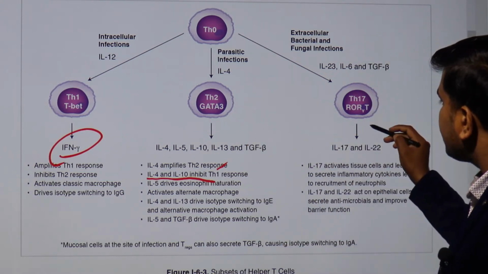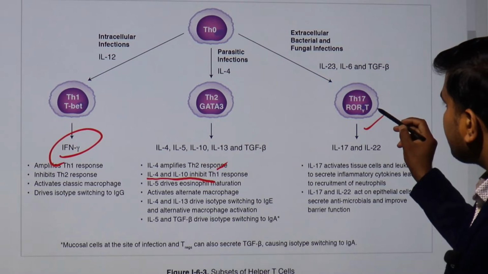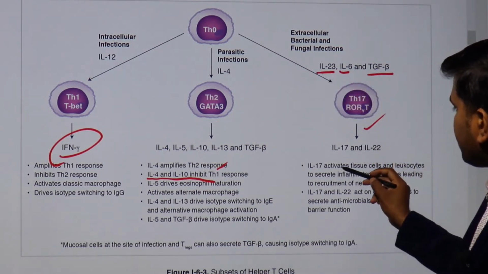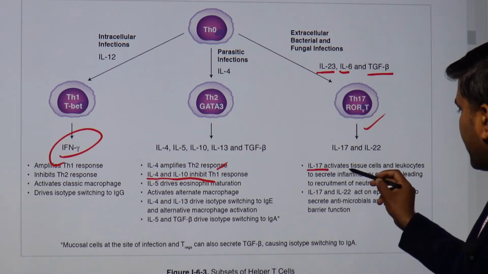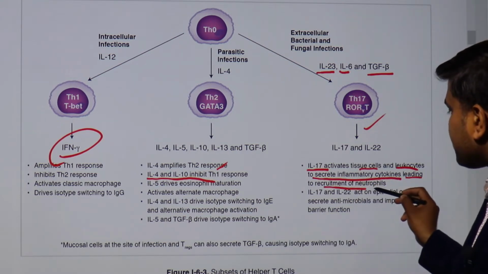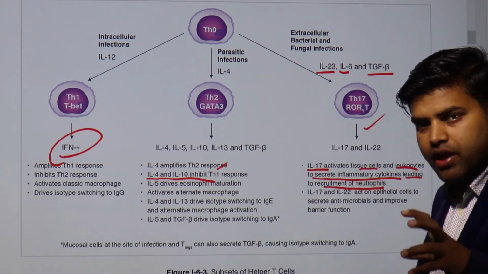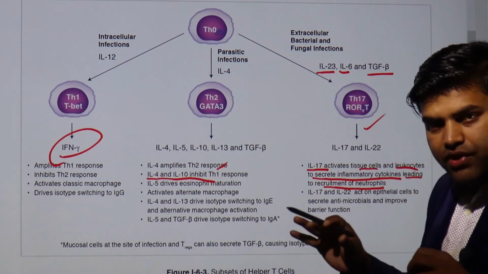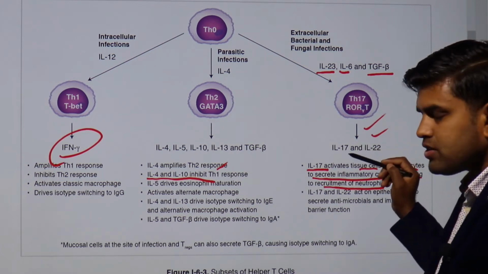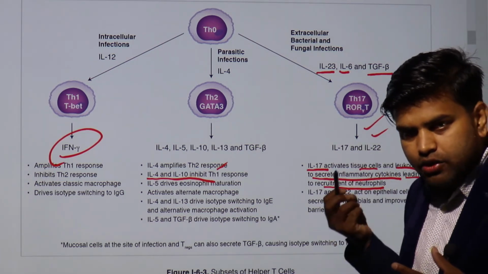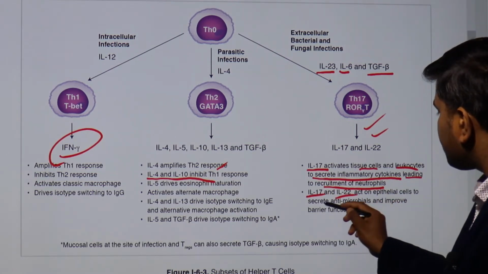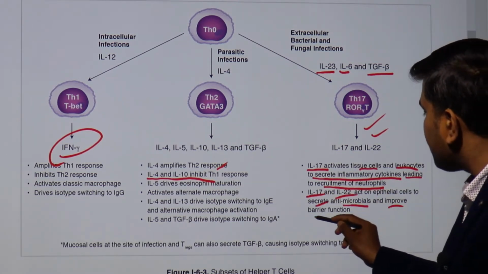If it is leading to the TH17 arm, that will be the interleukin 23, 6 and TGF beta. This will activate, what will it do? This 17 activates the tissue cell and leukocyte to secrete the inflammatory cytokines, leading to the requirement of the neutrophil. So if there is extracellular bacteria, neutrophils should come out to the infectious site, which is due to the chemotaxis, and after activation, this will again enhance that neutrophil going to the infectious site. Interleukin 17 and 22 act on the epithelial cell to secrete the antimicrobials and improve the bacterial function.